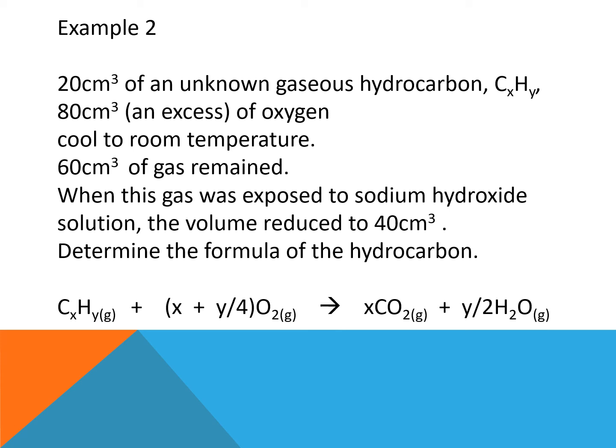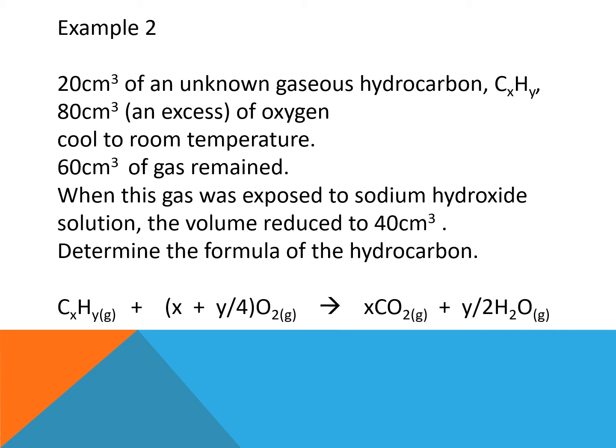We're told when this gas was exposed to sodium hydroxide solution, the volume reduced to 40. It went from 60 to 40. Well, when you react an acid with an alkali, there's a neutralization reaction. So whatever was acidic in that gaseous mixture has reacted with sodium hydroxide and has been neutralized, and so is no longer part of the gaseous mixture. So you want to look at oxygen and carbon dioxide and decide which one's acidic. Hopefully you've realized it's carbon dioxide. And then at the end, you're determining the formula of the hydrocarbon.